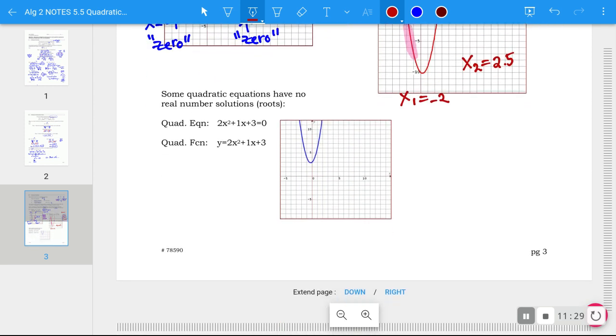Okay, just to close this out here, I want you to go to your y equals key and type in this function. Then type zoom 6 to get the standard screen going. And you can see that the parabola never has any x-intercepts. It doesn't cross the x-axis. So you're going to write, I think we did this earlier in the notes, no real solution.